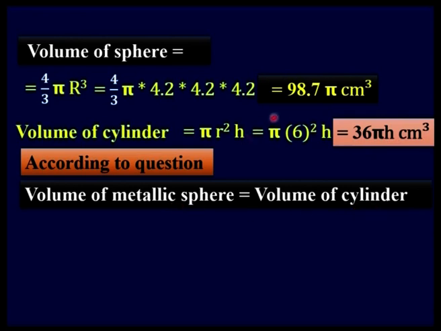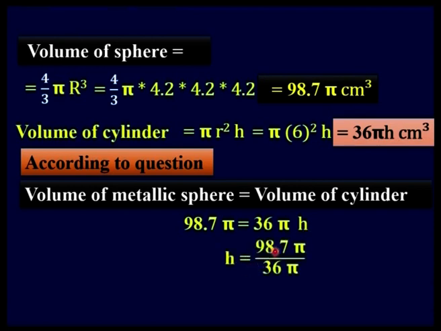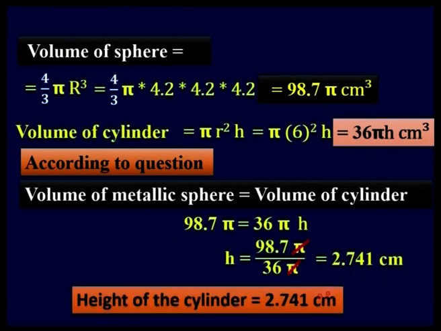So, the volume of the metallic sphere is 98.7 pi centimeter cube and the volume of the cylinder is 36 pi h centimeter cube. From this we have to find the h value. h equals 98.7 pi by 36 pi. Here the pi gets cancelled, and 98.7 by 36 gives 2.741 centimeter. This is the height of the cylindrical beaker, that is 2.741 centimeter.